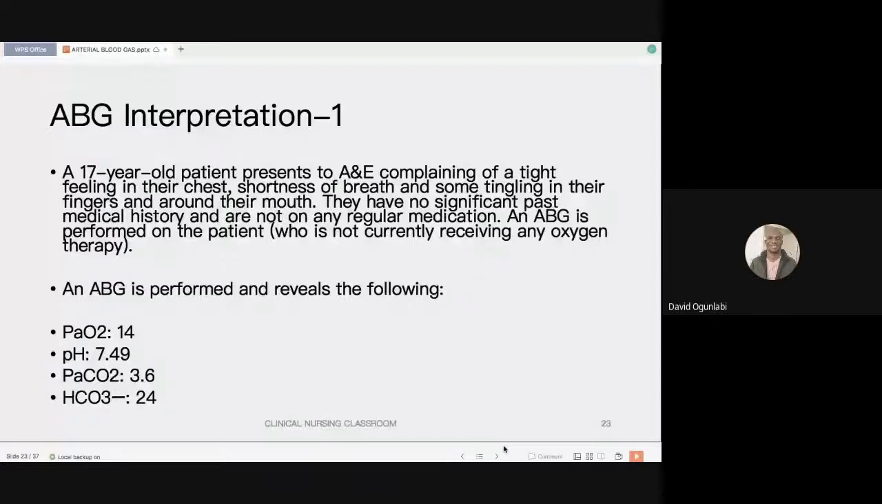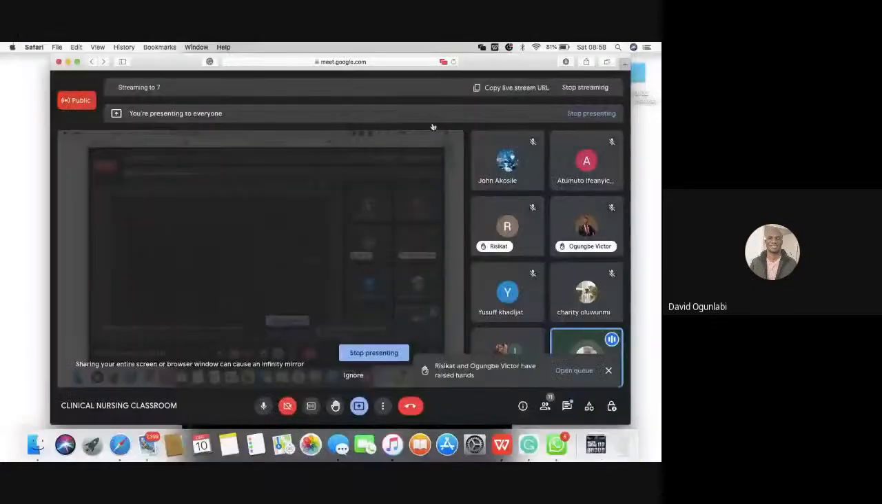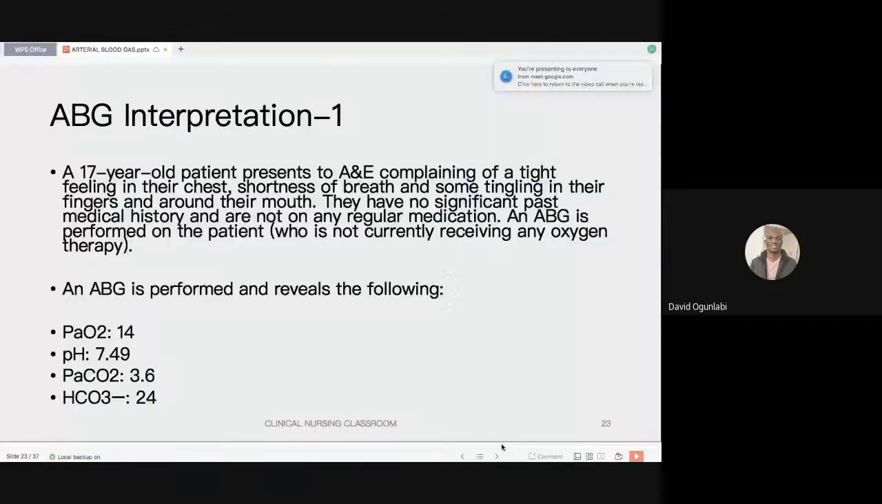Bicarbonate will be low. That is a way of compensating for it, because there is already alkalosis going on in the body, so there's no point producing more bicarbonate. So the level of bicarbonate will drop if there is any compensation. But in our scenario, bicarbonate is normal, so there is no compensation.